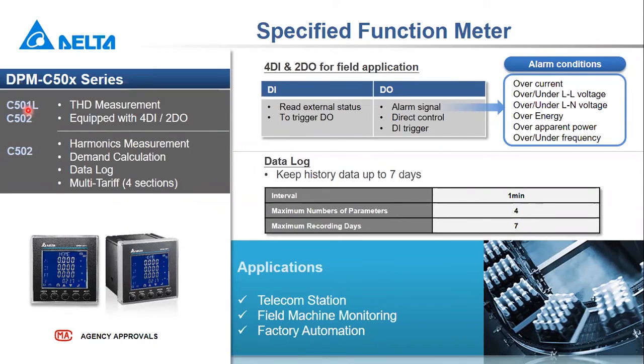The 501L is a basic one. It also has the digital input and the relay output functions integrated into the power meters. And for the 502, it also has advanced functions, demand, data log. So I think the cost of performance again is very high value for this one. And some applications like the telecom stations, machine automation in the factories.